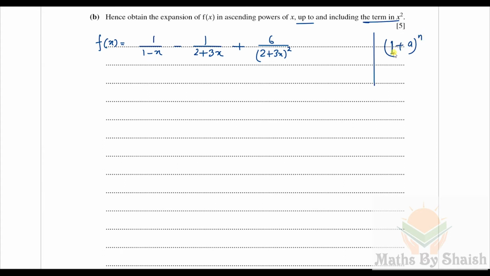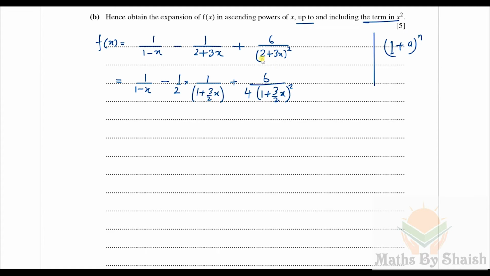So what I will write once again is this as 1 minus x minus, I'll take 2 common, so it becomes 1 over (1 plus 3 by 2 x), and plus 6 over, taking 2 common, so it is squared, so it becomes 2 twos are 4 times (1 plus 3 by 2 x) whole square. I think we can understand it here because (2 plus 3x) whole square, if you take 2 common, would become 2 times (1 plus 3 by 2 x) whole square, and take 2 square outside, it becomes 4.